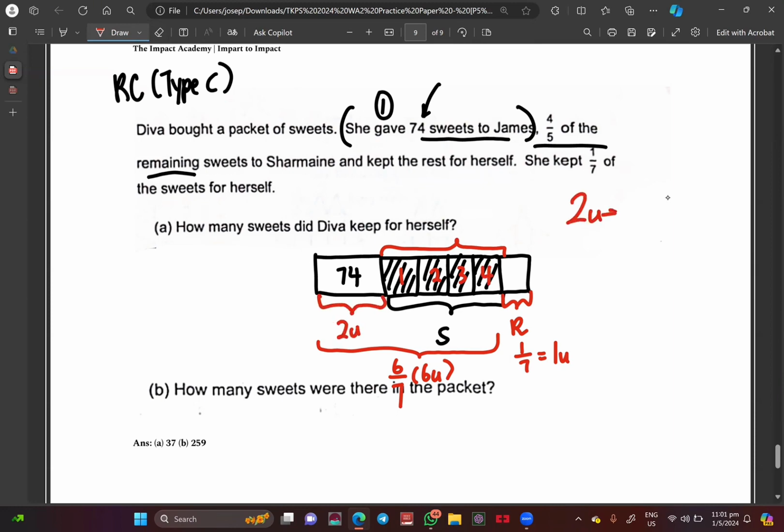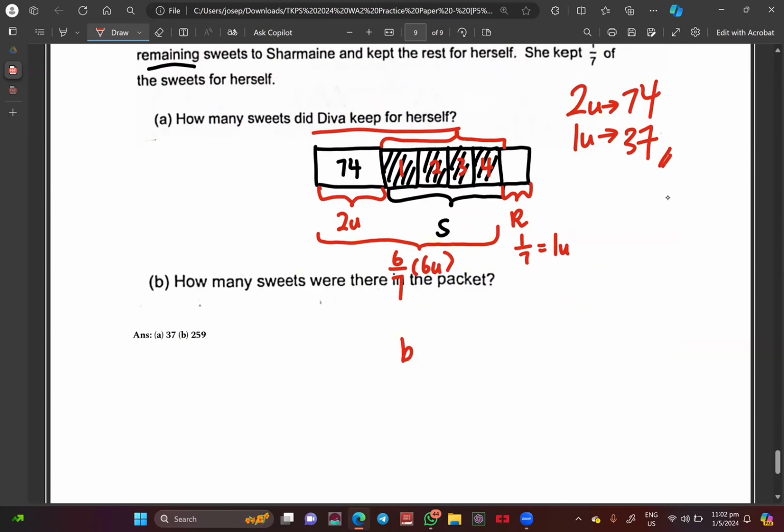So we can say 2 units is equal to 74. 74 divided by 2, we get 37. Now, how many sweets did Diva keep for herself? That is 1 unit, which is 37. So we can move on to B. How many sweets were there in the baskets? That means 7 units. So 37 times 7, we will get a beautiful answer of 259. And that's all I have for you for this paper.